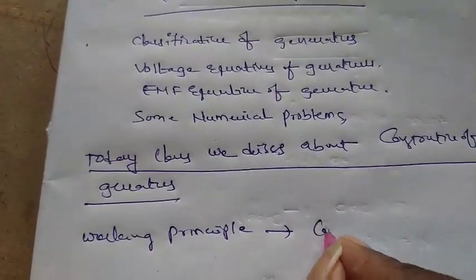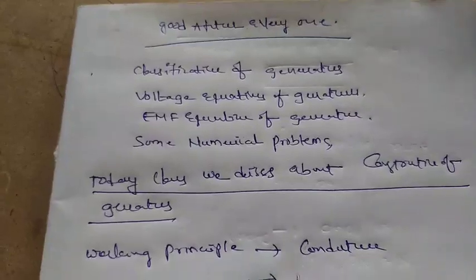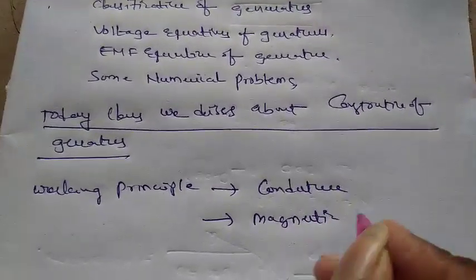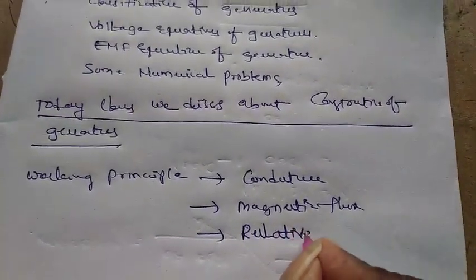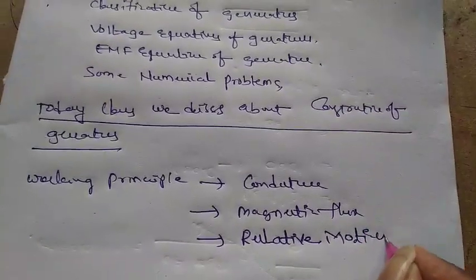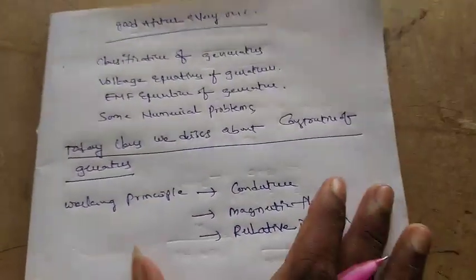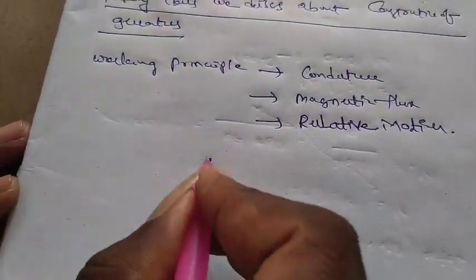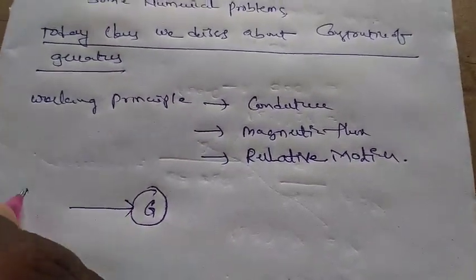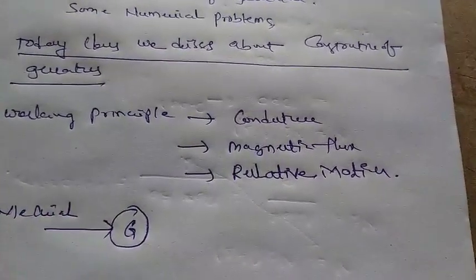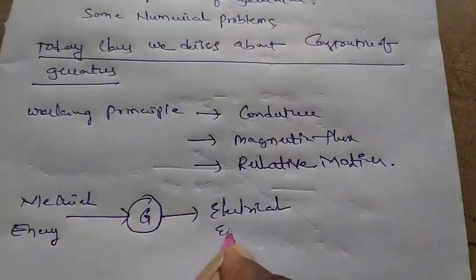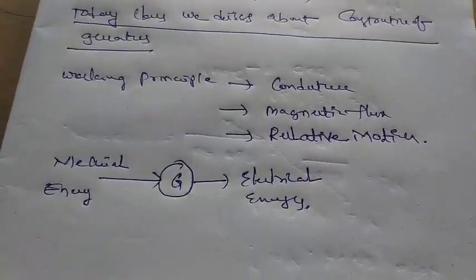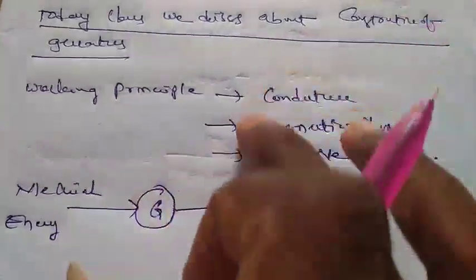We required three requirements. What are they? Conductor, magnetic flux, relative motion. So these three are the main requirements for producing electricity, that means EMF. So generator has input as mechanical energy, output is electrical energy. So from the construction point of view, these three are the main important things.